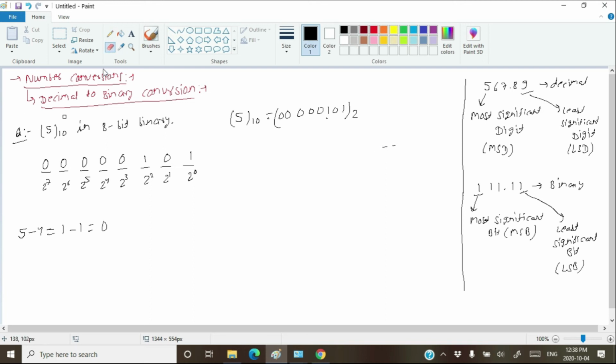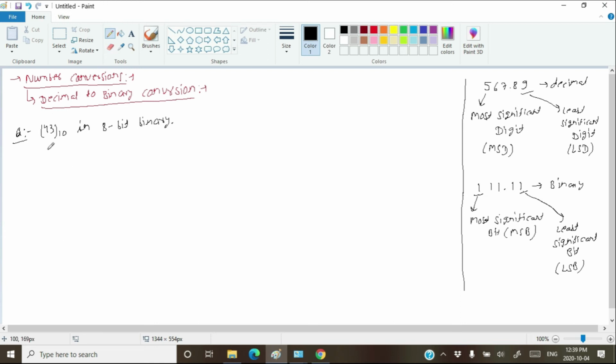Now let's convert 43 to 8-bit binary. You have to convert 43 in 8-bit binary. For that, what you have to do is first allocate the 8 bits. Once you have allocated the 8 bits, provide them weights from right to left: 2 to the power 0, 2 to the power 1, 2 to the power 2, 2 to the power 3, 2 to the power 4, 5, 6 and 2 to the power 7. Then what you have to convert? You have to convert 43.